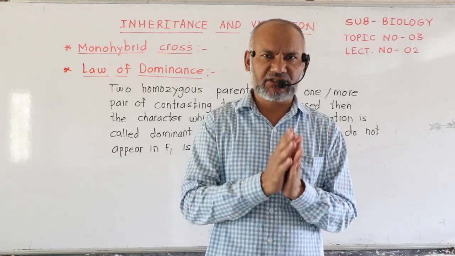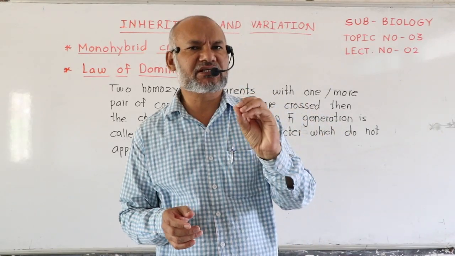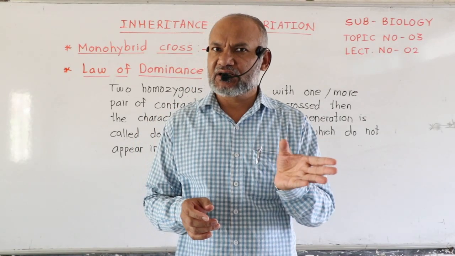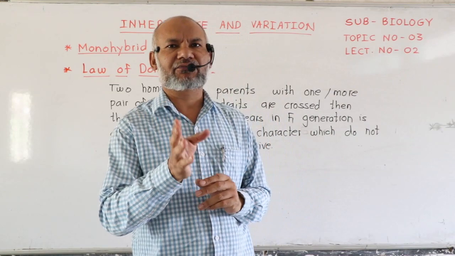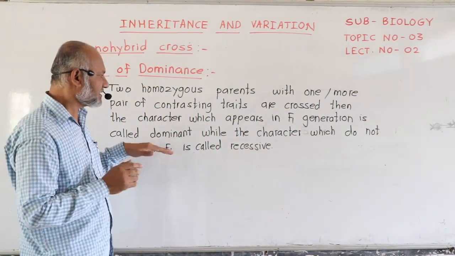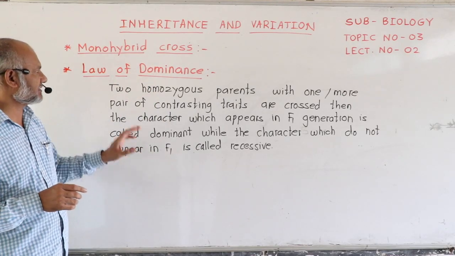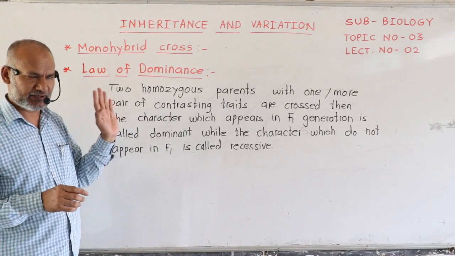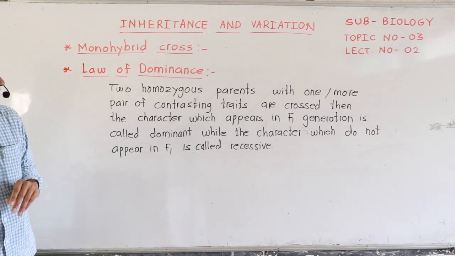This is the first conclusion derived from the monohybrid cross, that is, the law of dominance. The other law from this cross is the law of segregation. The second law is the law of segregation.